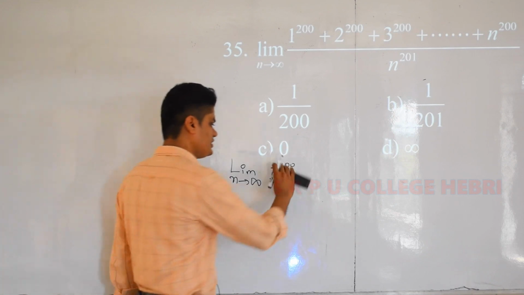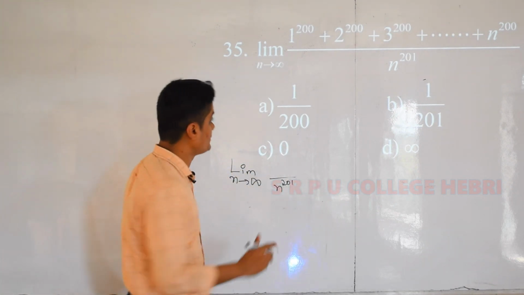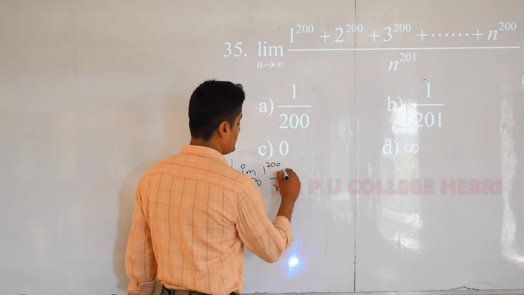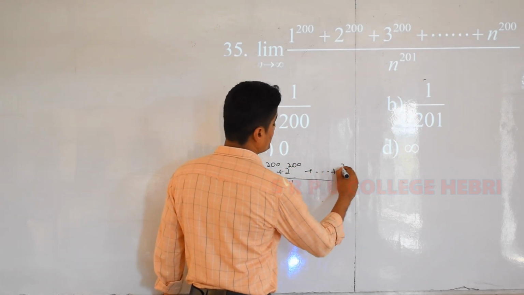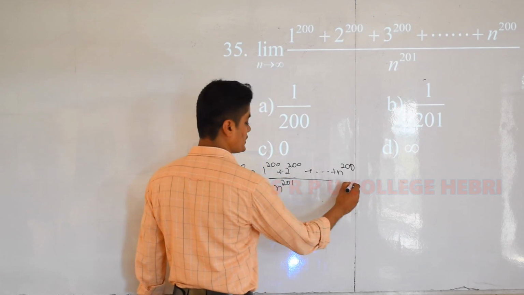Or keep the numerator as it is. Confusion ಆಗೋದೇ ಬೇಡ, ಹೀಗೆ ಬರೀದು. Let it be as it is, 200, 2 to the power 200, okay, so on up to n to the power 200. ಈಗ ಈ ಸ್ಟೇಜ್ ಅಲ್ಲಿ ಹೀಗೆ ಇಟ್ಕೊಳ್ಳೋ, nothing to worry.